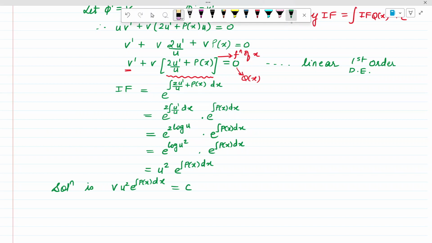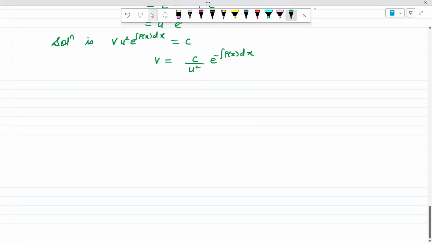We have not yet found the answer because your target is to find phi here, not v. So I can now say v is equal to c upon u square e raised to negative integral of p of x dx. And this v is nothing but phi dash. That's how we had started with v. So phi dash is c over u square.